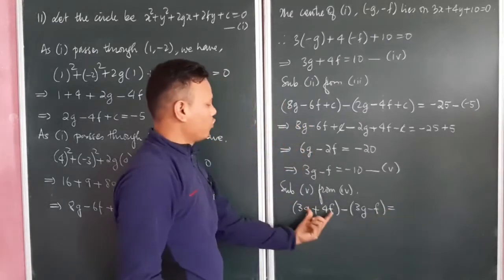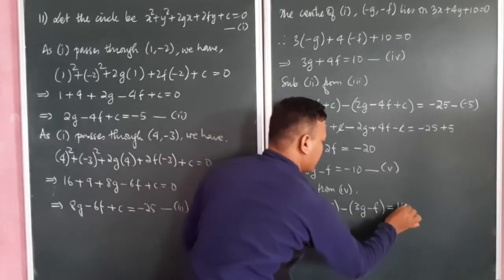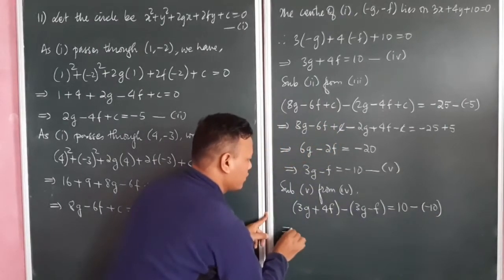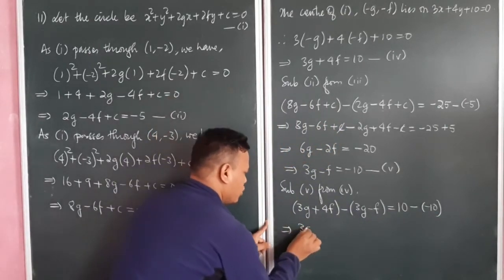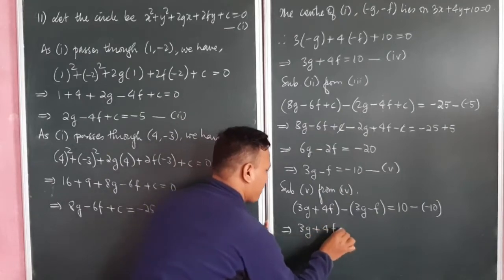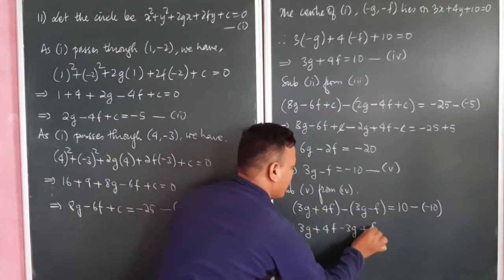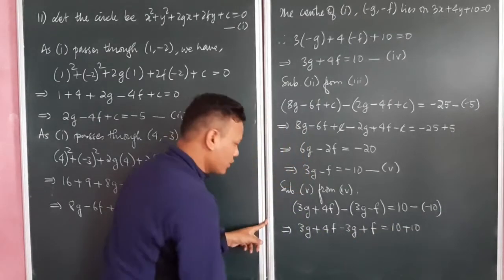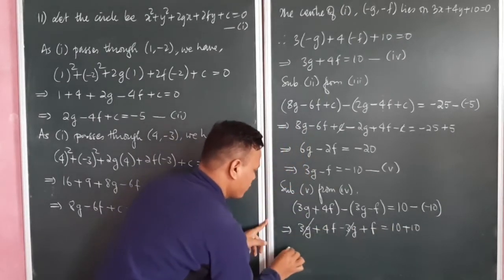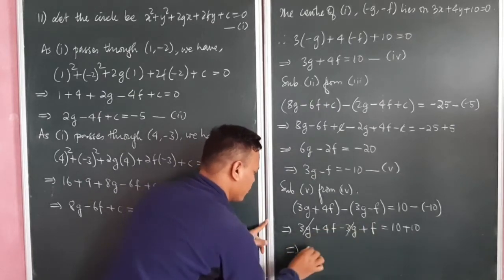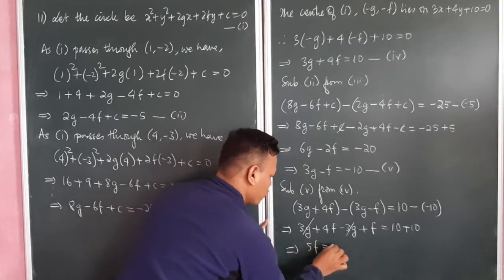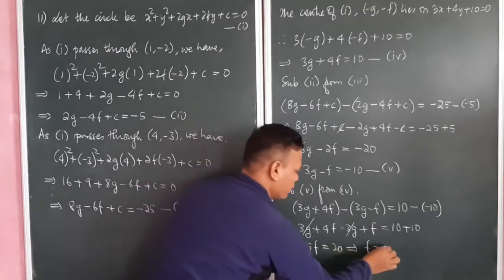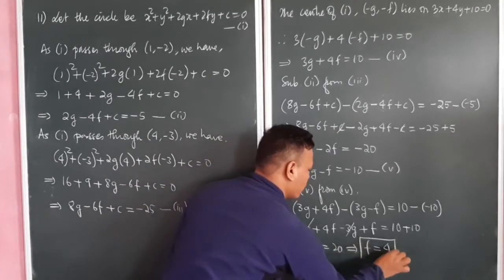So this will be equals to 4. What is 4? 4 is 10 minus of minus 10. So from here we see that 3g plus 4f minus 3g plus f will be equals to 10 plus 10, isn't it? So 3g and 3g get cancelled. So from here we get 4f plus f is 5f equals to 20. That is, the value of f turns out to be 20 by 5, which is 4. Okay, so we got the value of f.